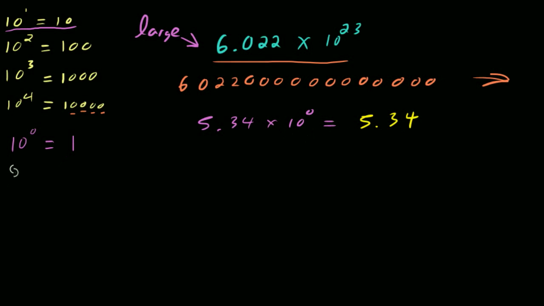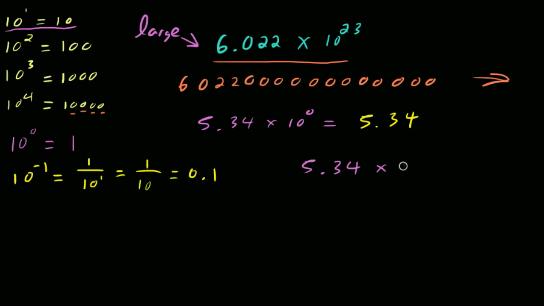How about, what is 10 to the minus 1 power? And hopefully you realize that if you raise something to a negative exponent, that's the same thing as taking the reciprocal. So this is going to be the same thing as 1 over 10 to the 1, which is the same thing as 1 over 10. And if we were going to write that as a decimal, it's 0.1.